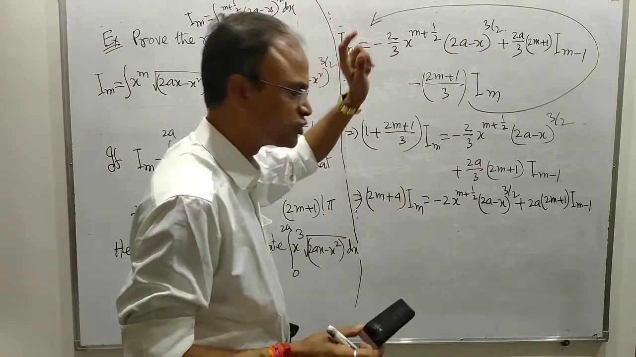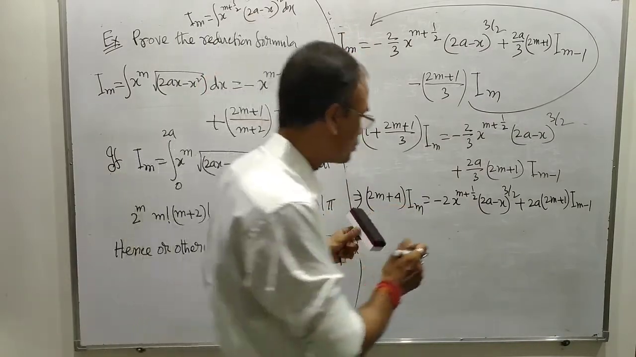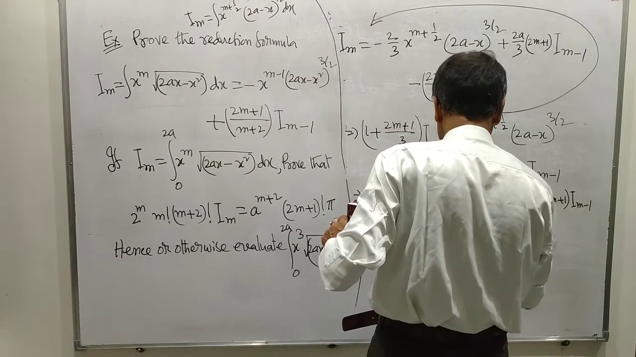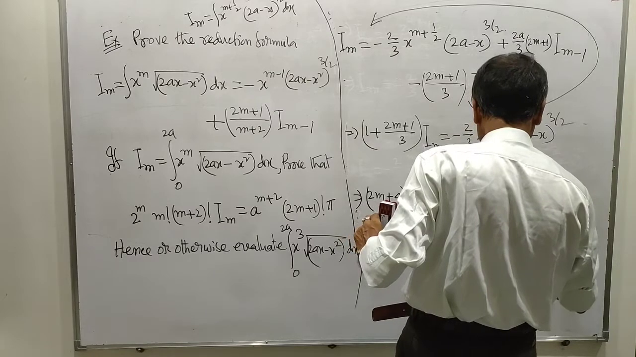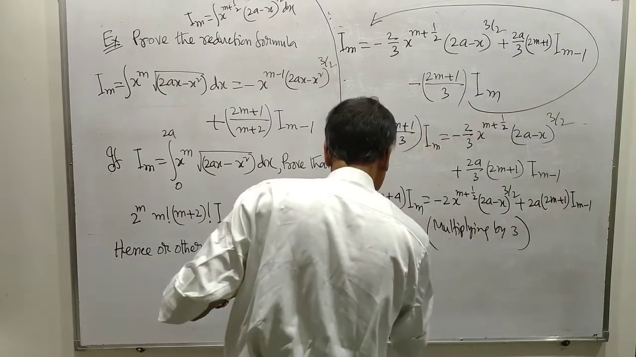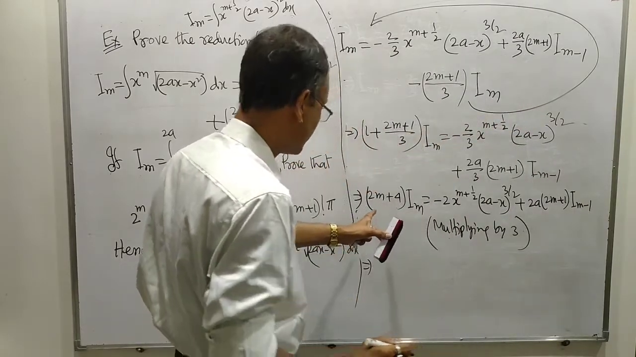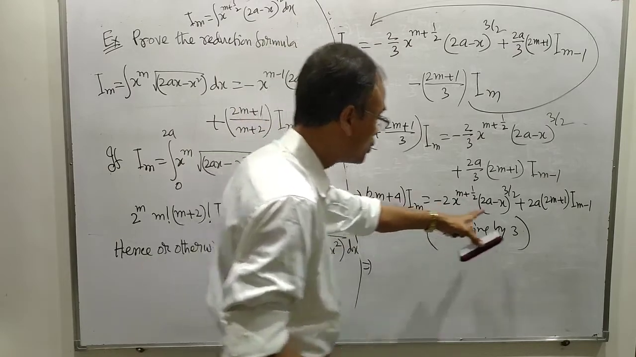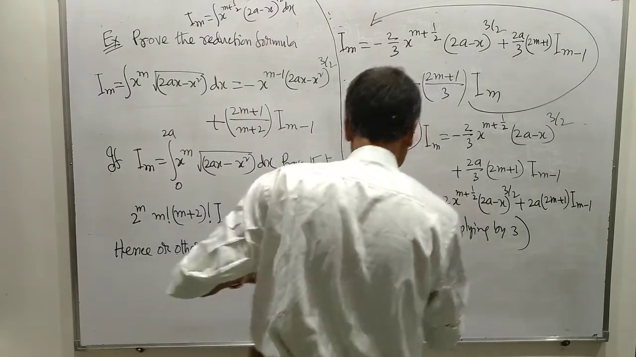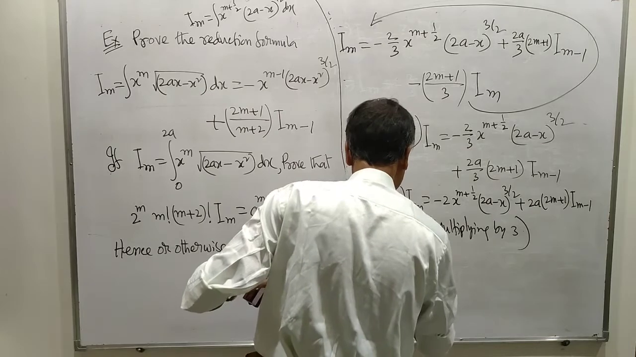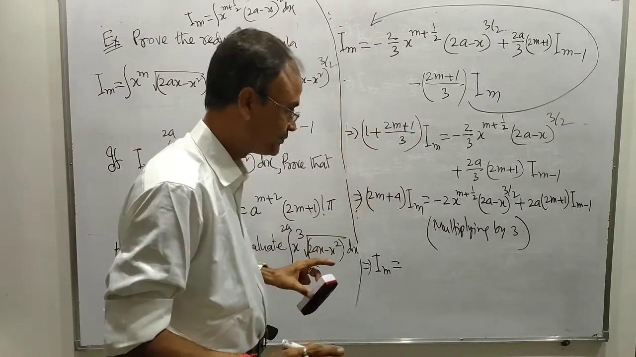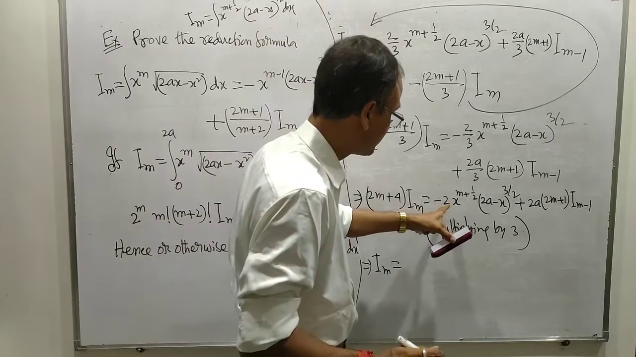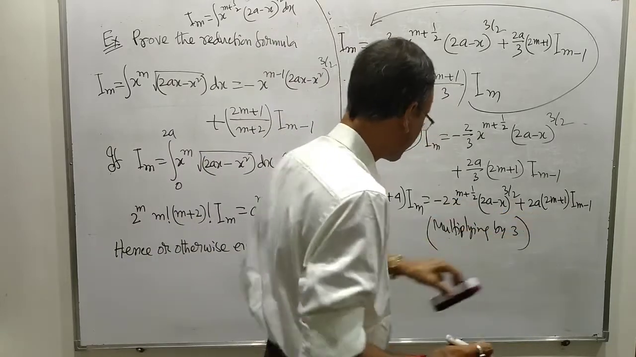You may write here, multiplying both sides by 3. This means here is a 2, and 2 can be cancelled. This means I_m equals, if 2 is common, you will get m plus 2. This 2 will be cancelled and this 2 will be cancelled.